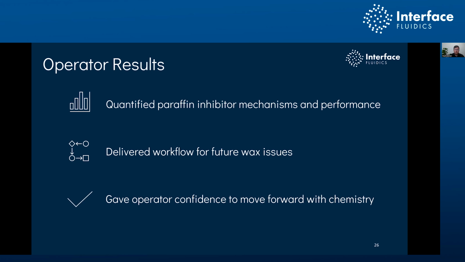So ultimately, what we were able to do for this operator was quantify the paraffin inhibitor mechanisms as well as their performance. We built a workflow for any future wax issues, so they can come back to us and we can run that same process again for them and help them understand if something's changed, or if they want to try something new, and really just rerun that process for them with very low friction. And finally, we gave this operator the confidence to move forward with the chemistry that they ultimately selected.